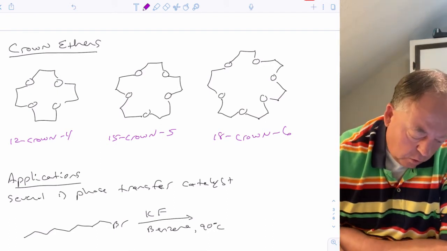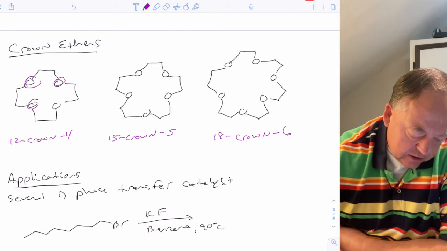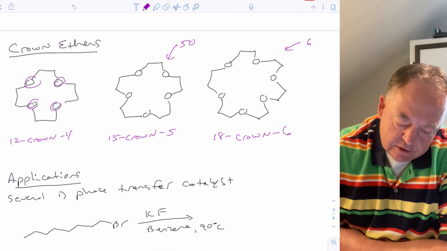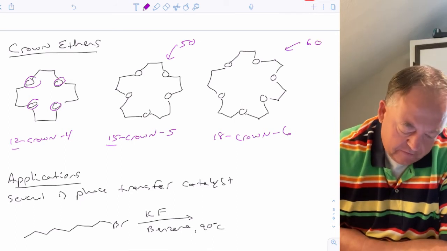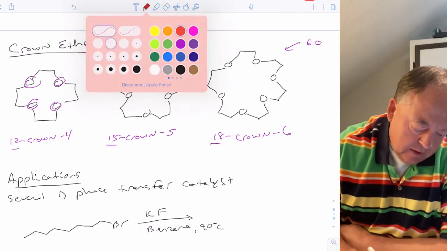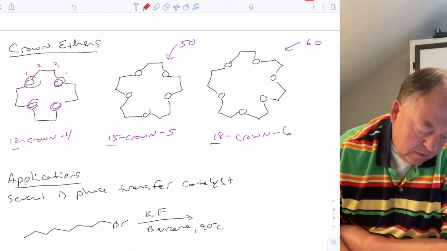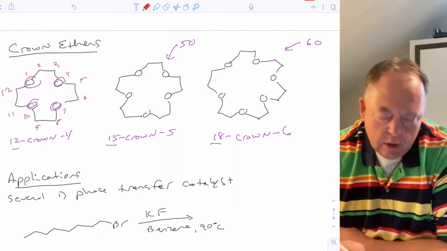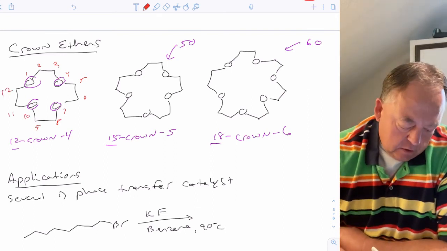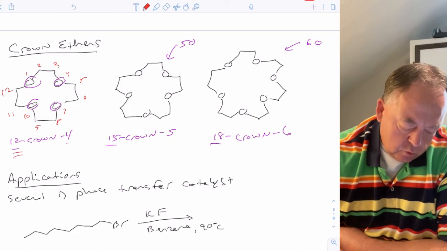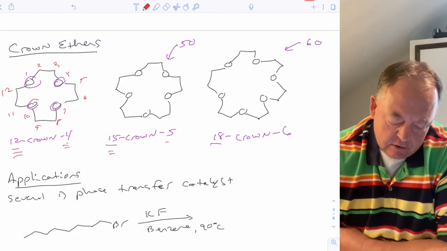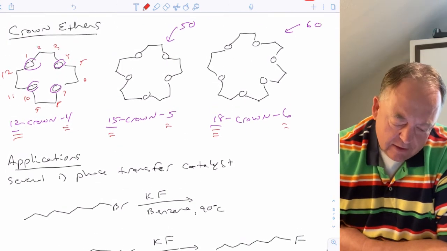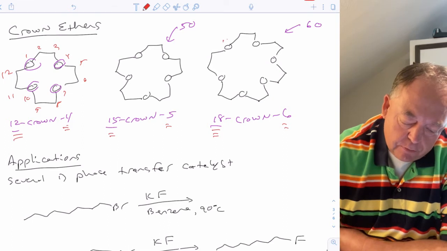Well, obviously the 4 comes from the fact that there's 4 oxygens in the ring versus 5 oxygens here and 6 oxygens here. And then what do the 12, 15, and 18 come from? Well, that's the total number of atoms in the ring. So 12 atoms in this ring, 4 of them are oxygen, 15 atoms in this ring, 5 are oxygen, 18 atoms in this ring, 6 are oxygen. So the significance of these, they have lots of practical applications.